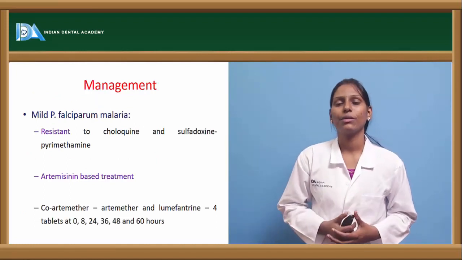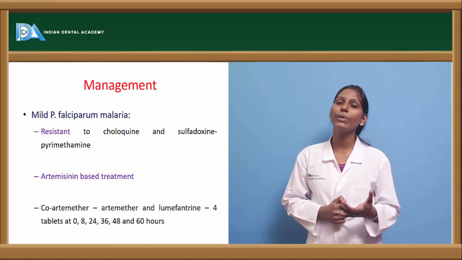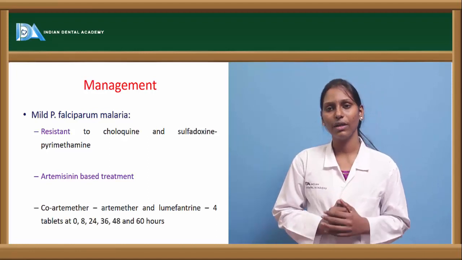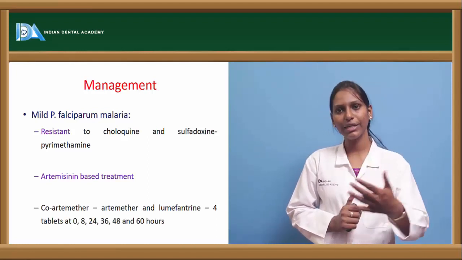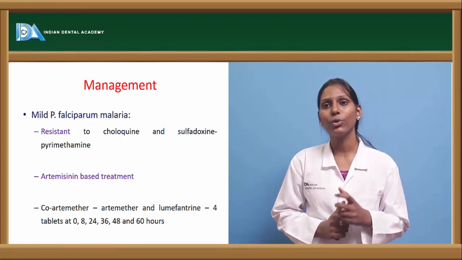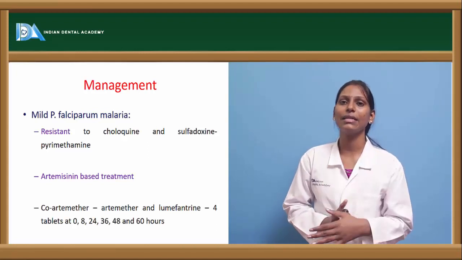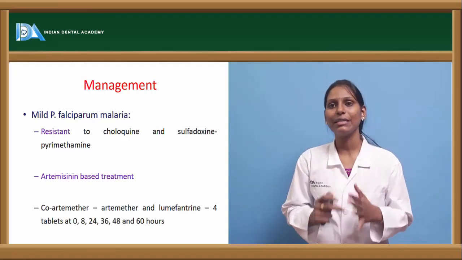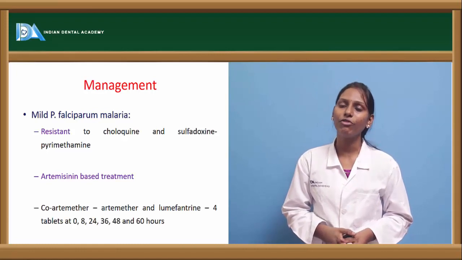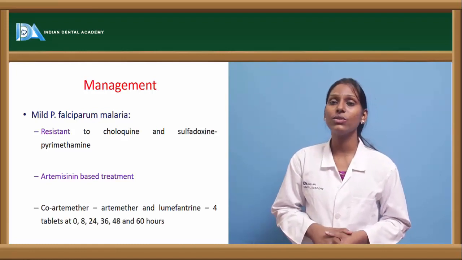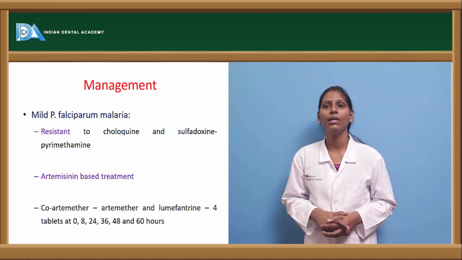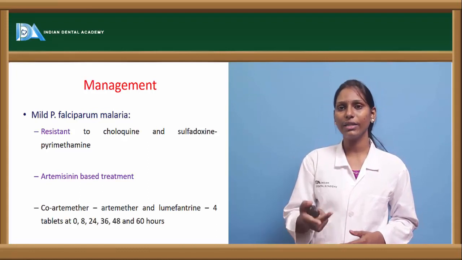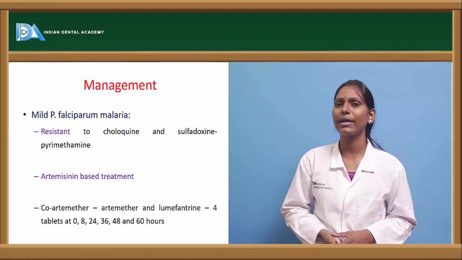Now coming to management. Earlier, chloroquine was the first line drug, but chloroquine resistant malaria has been seen in recent days. Actually, with the advent of chloroquine in the 1950s and 1960s, they thought that malaria could be abolished completely, or treated, or cured. But unfortunately, because of the resistance to chloroquine and sulfadoxine pyrimethamine, malaria has resurged again in the world, and there is a massive attack of this malaria.